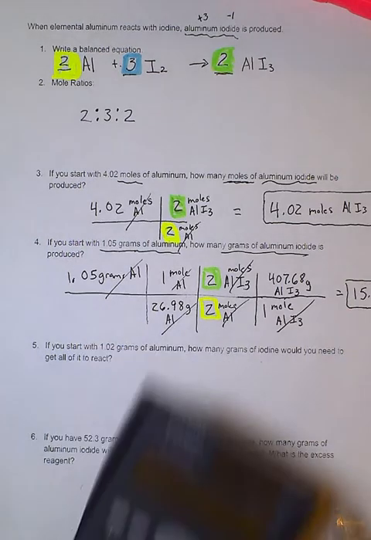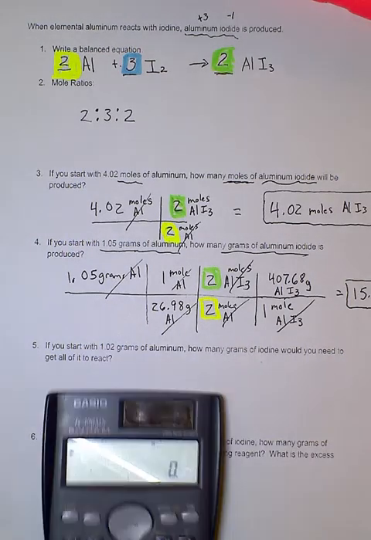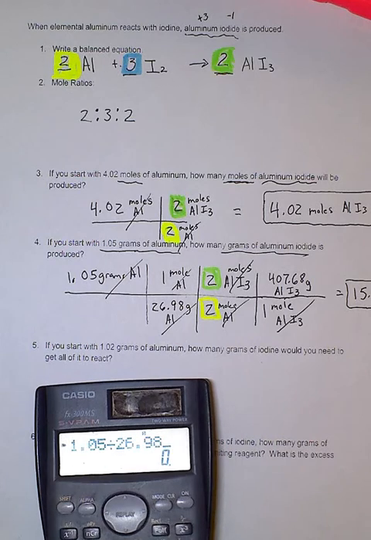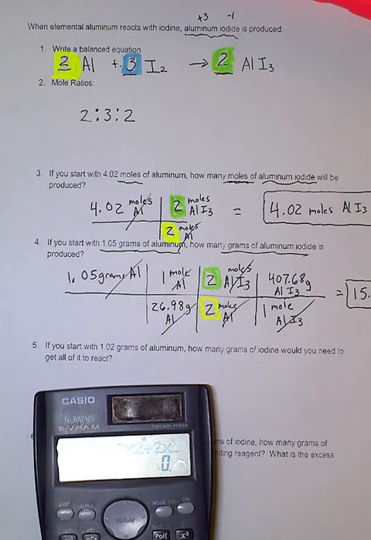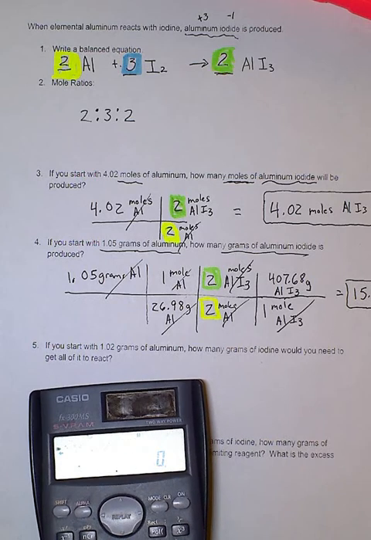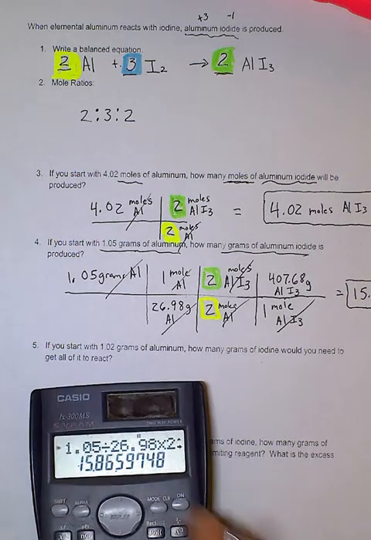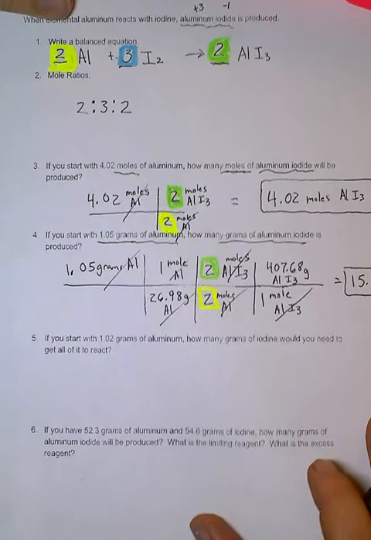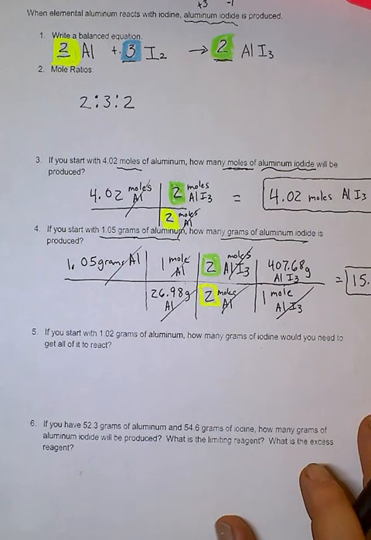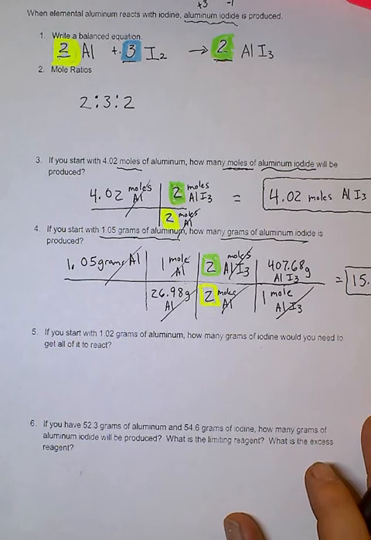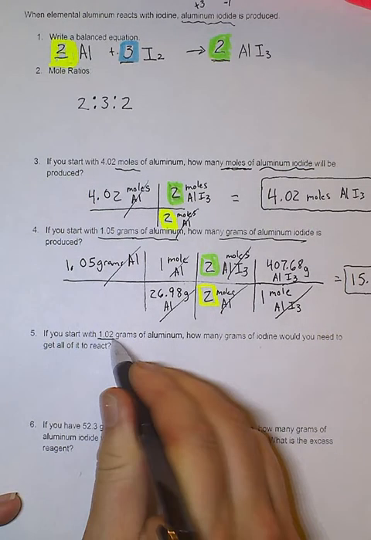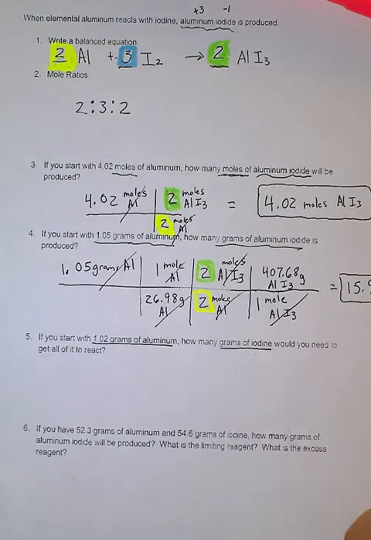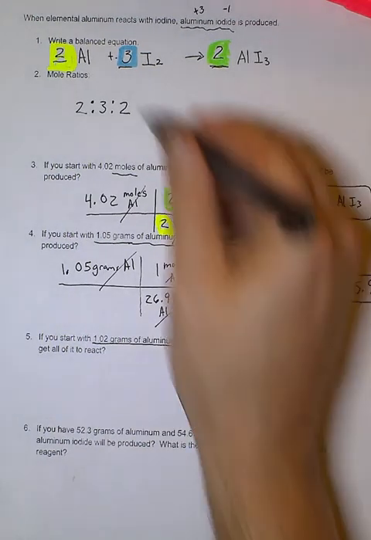I'm going to type that in one more time, divided by 26.98 times 2 divided by 2 times 407.68. There we go. All right, let's do number 5. If you start with 1.02 grams of aluminum, how many grams of iodine would you need to react? How many grams of iodide? So we're going to have a different ratio because we're not using aluminum iodide, we're now using iodide.